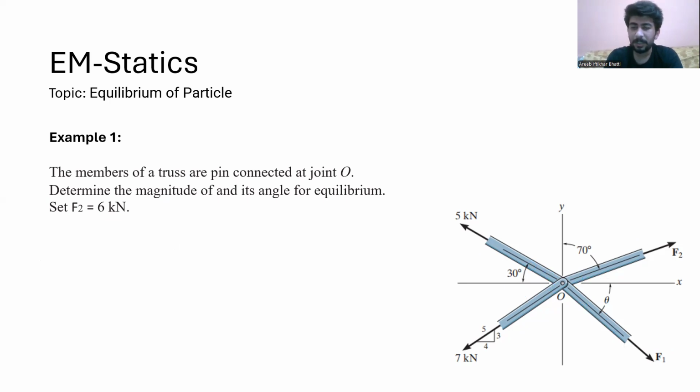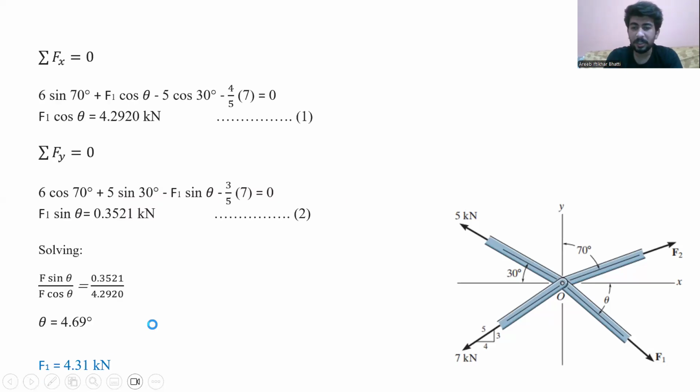So in this problem, we use equilibrium conditions to solve it. You see, if I take all the forces in the x direction, I assume that the sum of forces acting in the x direction is equal to 0. So I get this 6 kilonewton force, that is basically the force F2, and this member makes an angle of 70 degrees with the y-axis.